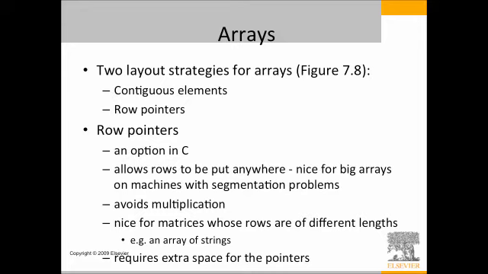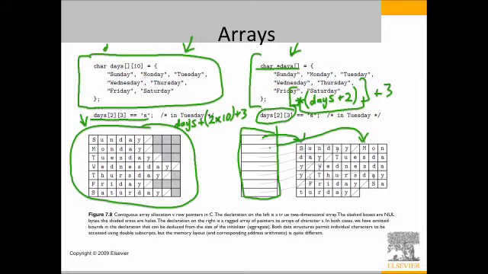Now, the advantage of row pointers is that they are much more efficient for storing things like matrices where the rows are of different lengths, or strings where the strings are a lot of different lengths. Now it does require some extra space for the pointers, but typically the pointers only take up 4 bytes, and we assume that the rows are of such different lengths that the space we waste on the pointers is more than made up for by the space we save on the rows.